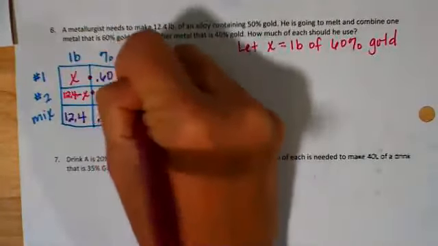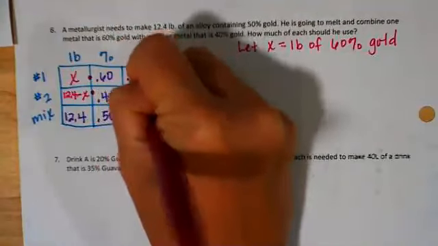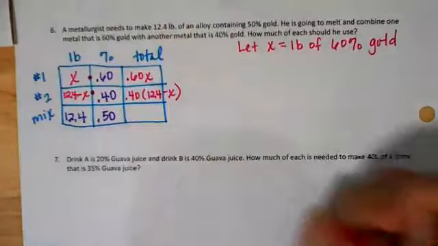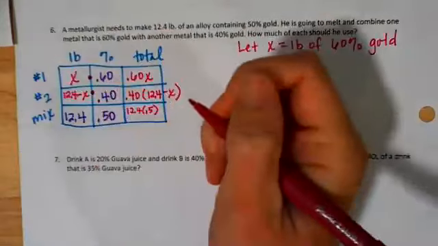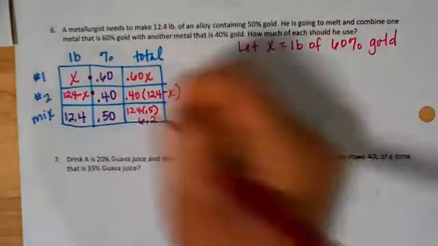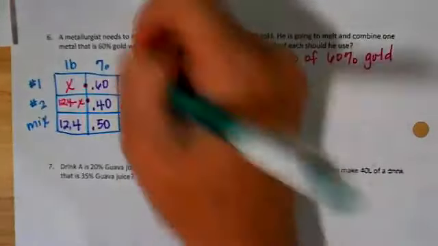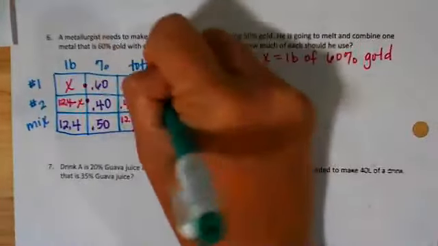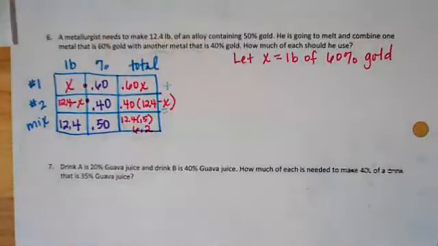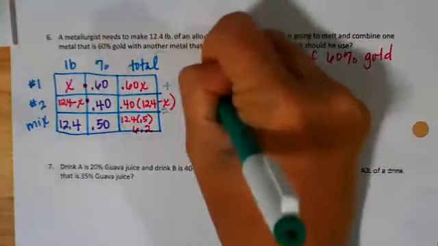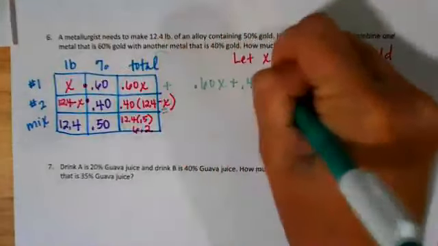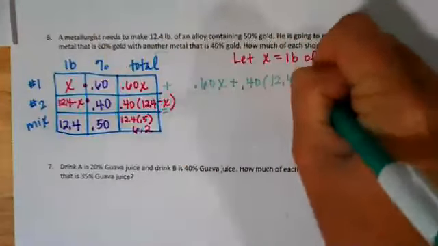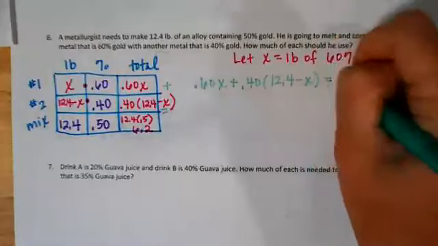Now again, I'm going to multiply across. So I'm going to write this as 0.40 times 12.4 minus X. And then this is 12.4 times 0.5, which is going to give me 6.2. Once you've organized it, remember this last column is where you can create your equation. So I have 0.60x plus 0.40 times 12.4 minus X equals 6.2.